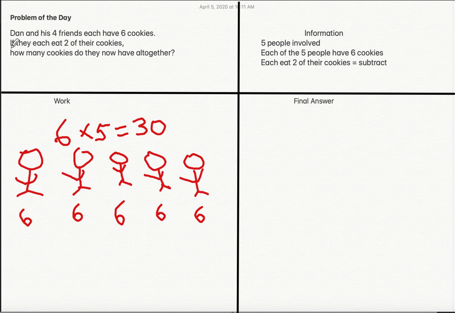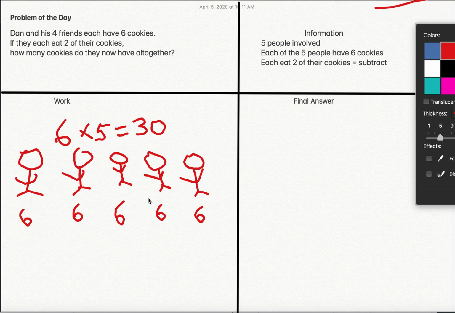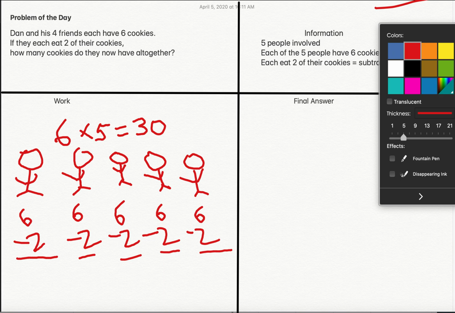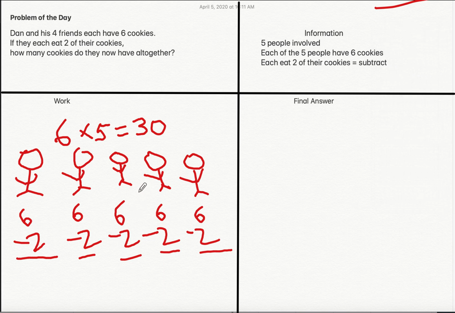Now I have to read what's going to happen next. If they each eat 2 of their cookies. Well, we talked about if they eat them, I'm going to subtract 2, right? So let's subtract 2 from all of them. So let's do what is 6 minus 2 minus 2 minus 2 minus 2 minus 2. You should all be able to tell me what is 6 minus 2 if I'm subtracting my cookies. 4, right?